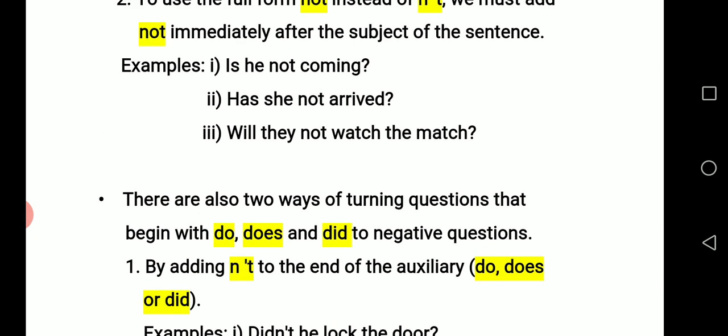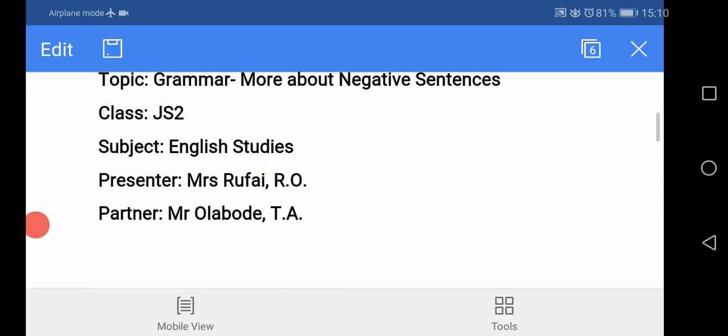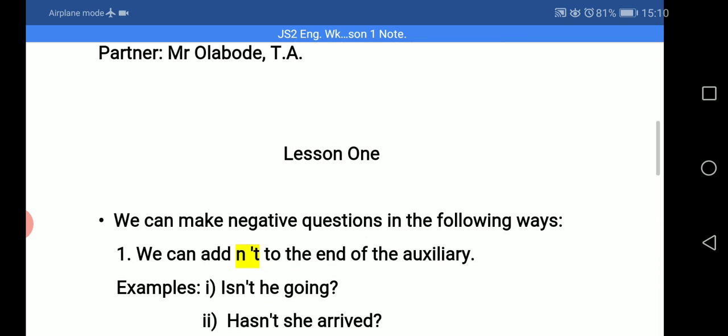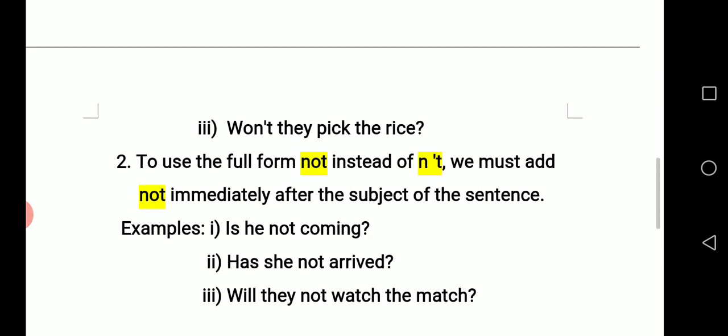The topic is grammar, more about negative sentences. And under this topic, we have learned how to make negative sentences. We are looking at how to make negative questions. And I explained to you that there are two ways by which you can form or turn a positive question into a negative question. The first rule is by adding the contracted form of not to the end of the auxiliary. For example, isn't he going? Hasn't she arrived? Won't they pick the rice?